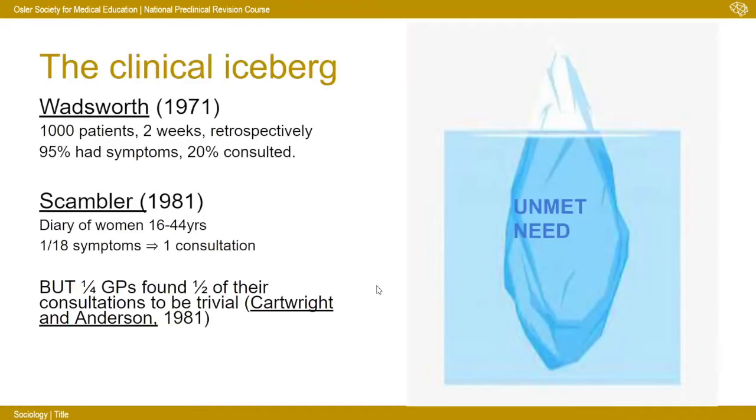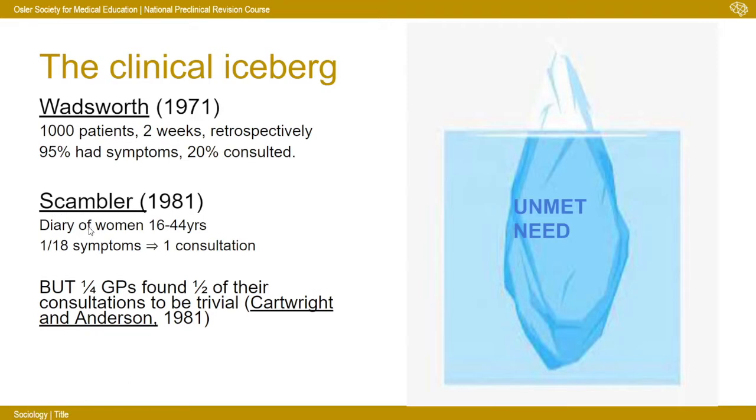Okay, so another problem with the medical model and with our current healthcare system is that the healthcare system may only be seeing the tip of the iceberg of medical problems. So a study by Wadsworth in 1971 looked at 1,000 patients retrospectively over the last 2 weeks. And of these patients, 95% have symptoms, but only 20% consulted for these symptoms. So there is a huge disparity between the symptoms experienced and making that leap to actually reporting your symptoms and getting medical help.